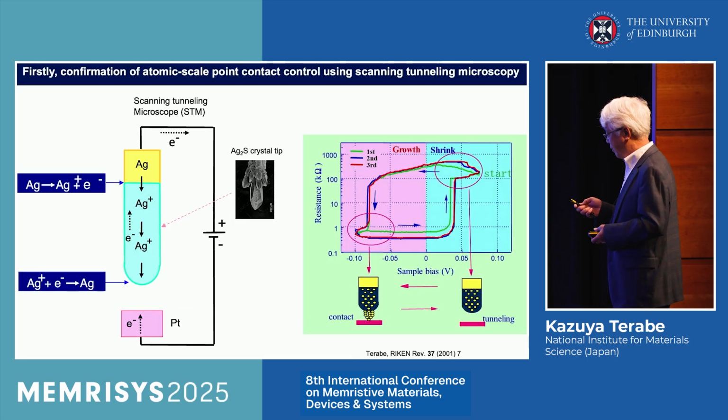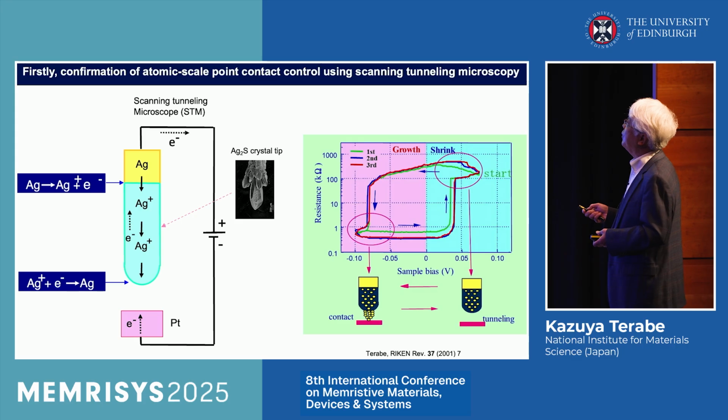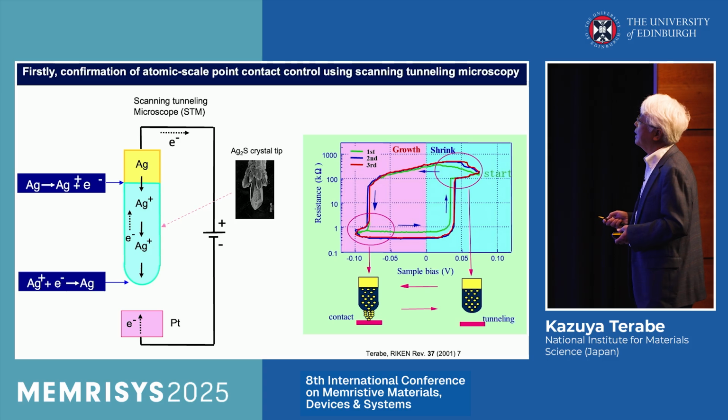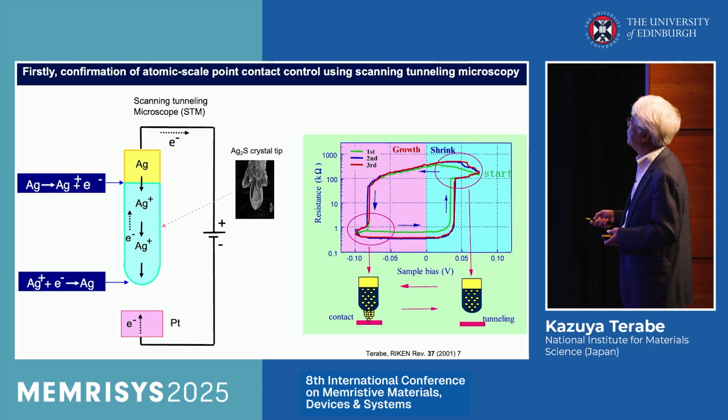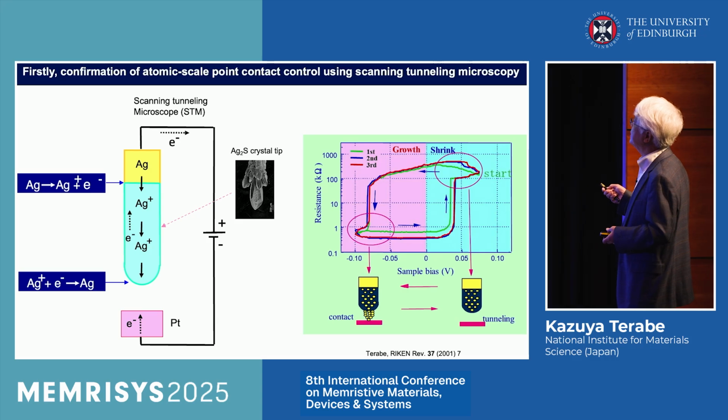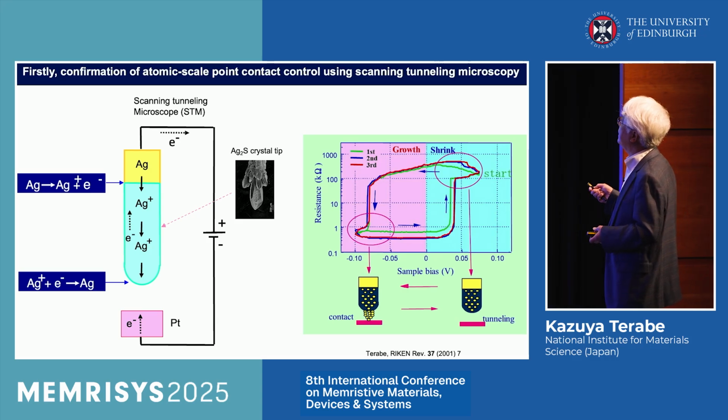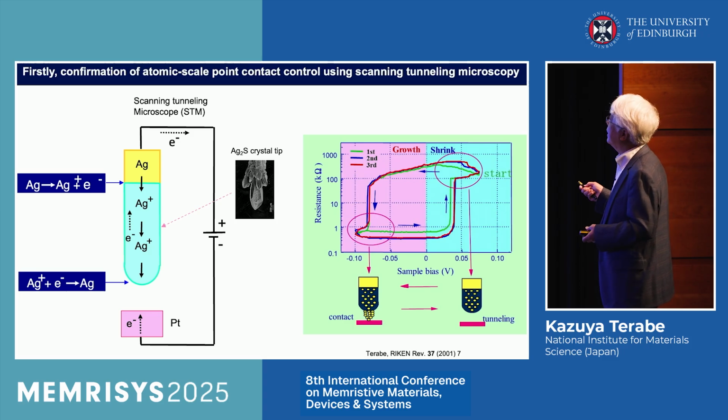So first, we confirm the atomic scale point of contact using scanning tunneling microscopy. This is the STM system. This is a silver sulfide crystal tip, and this is the tip. By applying voltage, we keep the tunnel gap, and when voltage is applied, tunnel current flows. This corresponds to the resistance. So at first, here, this corresponds to the tunnel resistance.